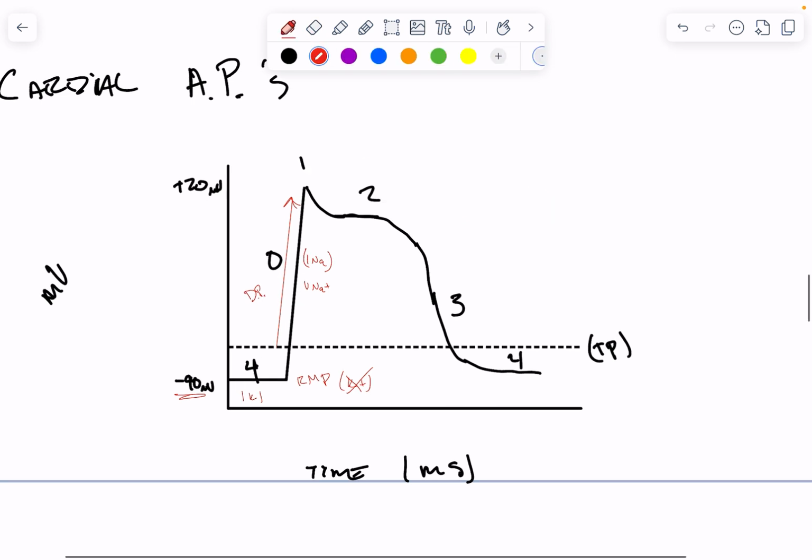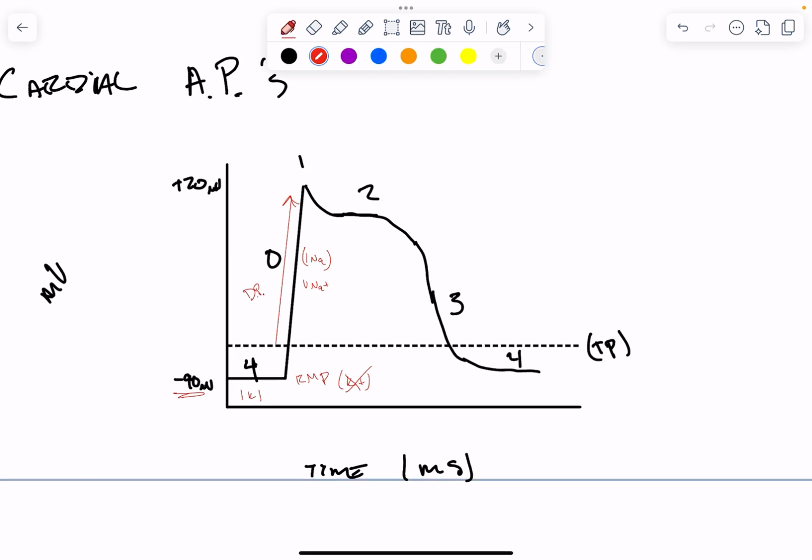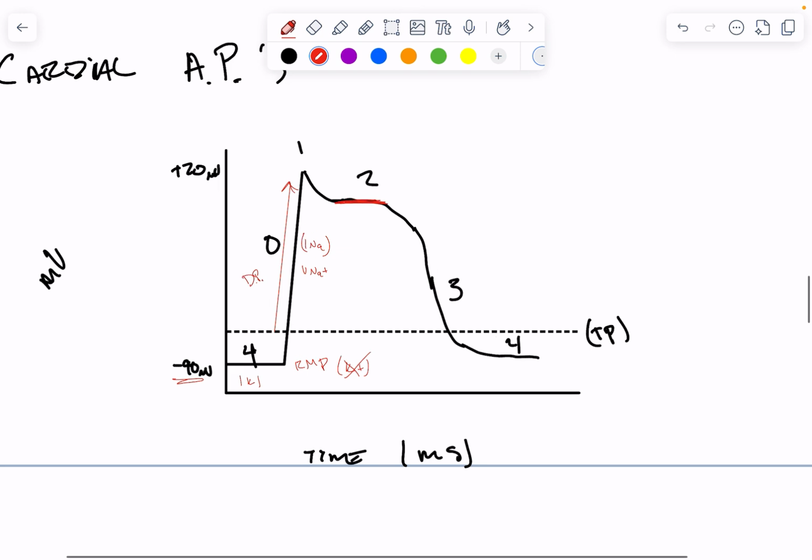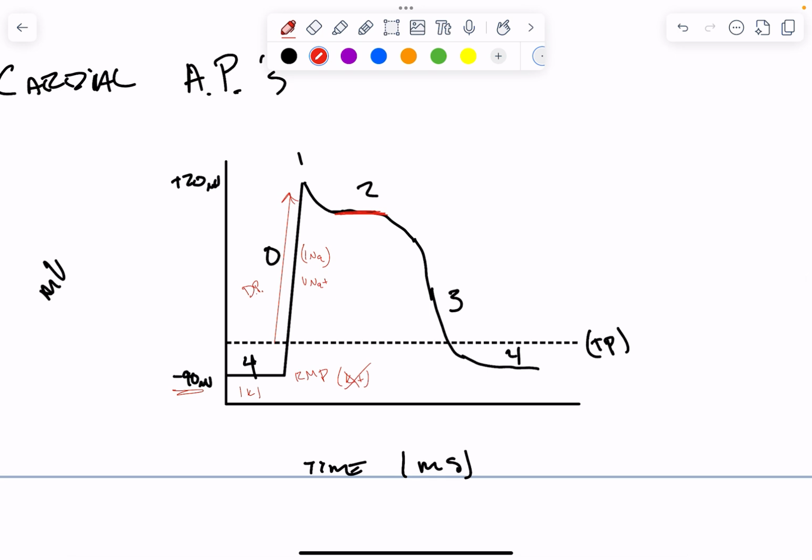And the reason for that is because here in phase 2, at this plateau phase right here, or excuse me, I'm getting ahead of myself. We'll come back to that. In number 1, this is rapid repolarization. Let's call it RRP, rapid repolarization, because at the end of this depolarization phase here, the inactivation gates on the sodium channel close.